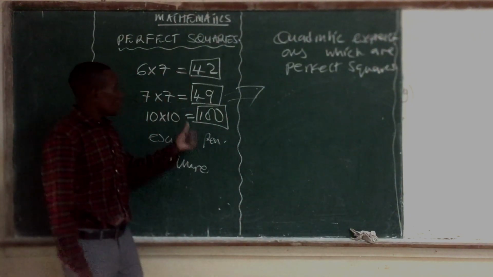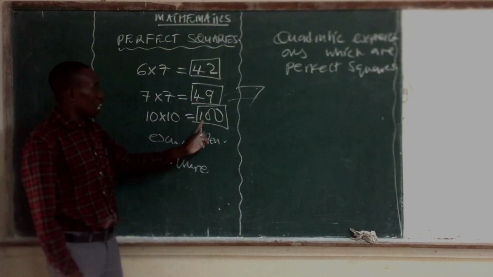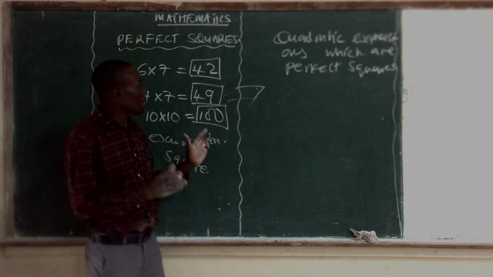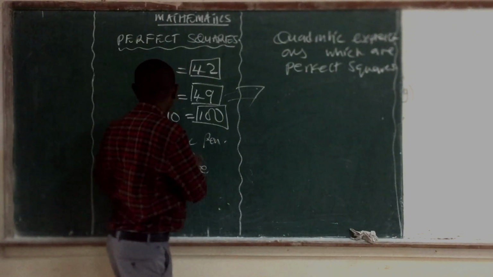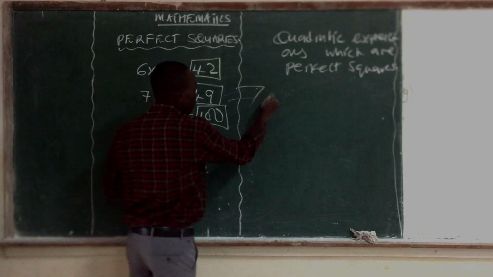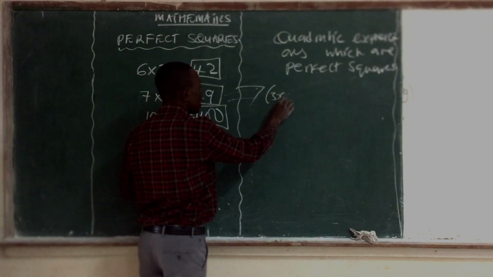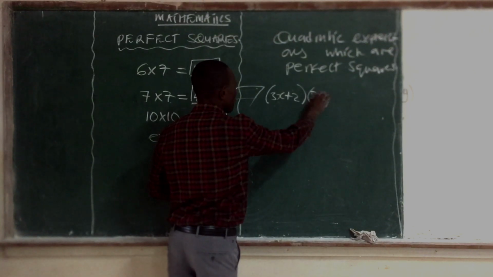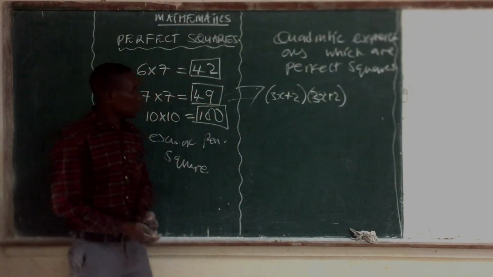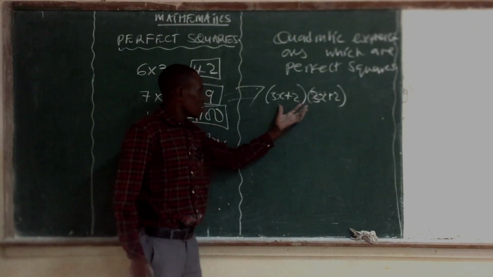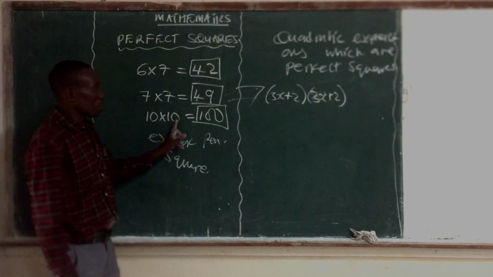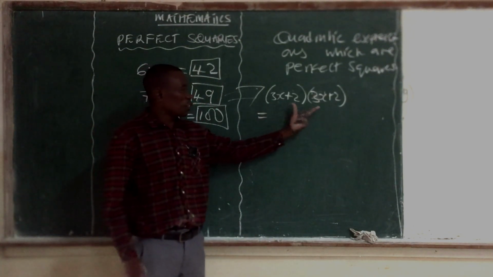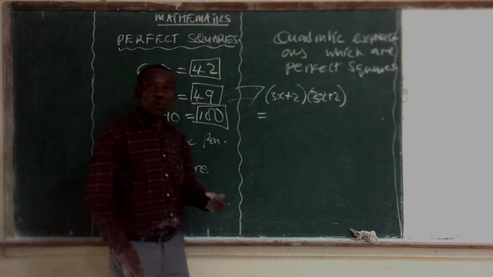Right. For example, as I introduced 42, 49, and 100, I may also have two expressions here to be multiplied which are identical. Like I say 7 times 7, 49. I may also have a good example, like 3x plus 2, and then I have here another 3x plus 2. If you look at this bracket, that bracket is the same. It's just like having 7 times 7 or 10 multiplied by 10. So now, students, can you try to expand the two expressions and see what we get?